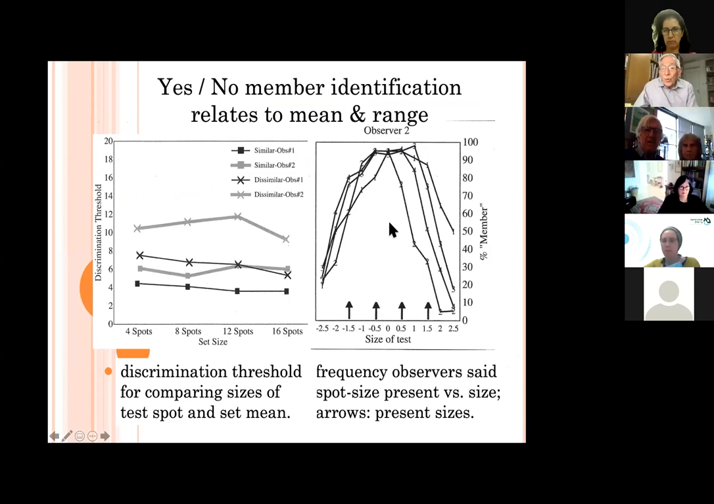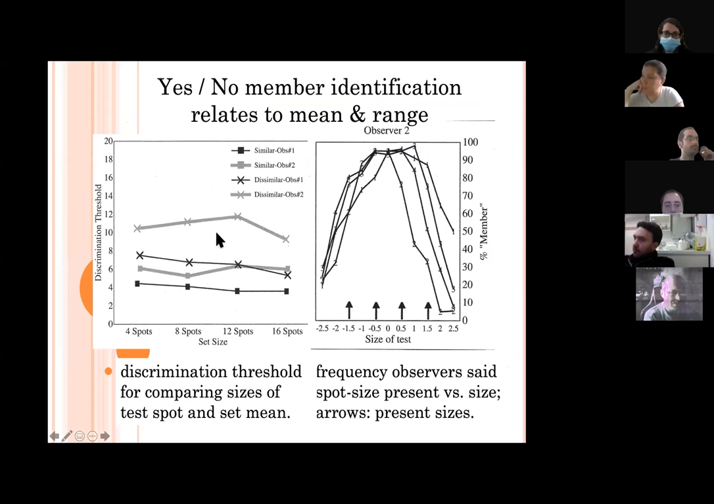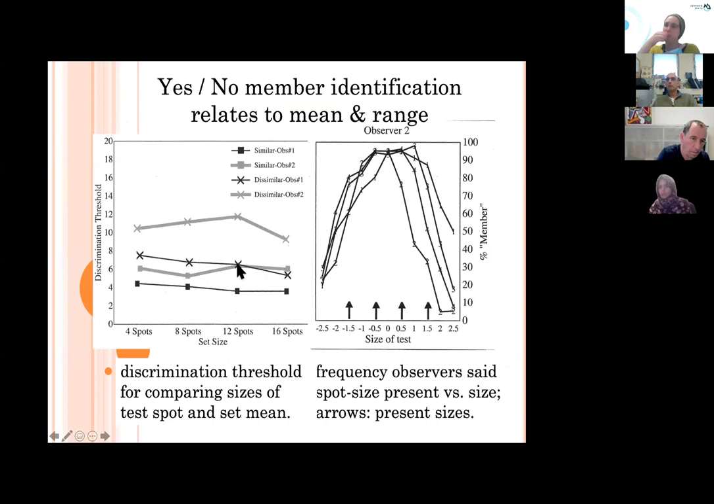That's the mean. They were just as well between these two, so it was just how far away it was from the mean. It was when they said it was there and had nothing to do with the ones that were actually there. On the other hand, discrimination threshold for the mean, they're very good at it, and they're as good when there's only one circle there or when there are many circles there, okay?